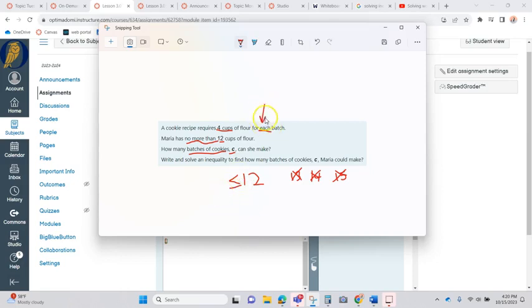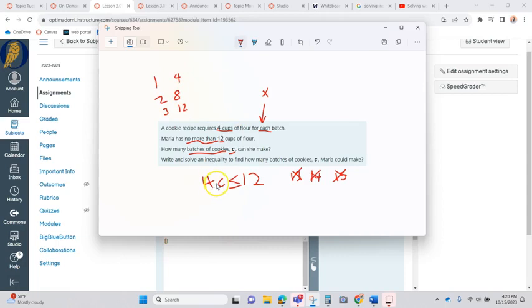Now, this word each, I think that's a word that means multiply. So for C, not for X, for C is what my answer is going to be, or is what that side of the inequality is going to be. Because one batch would be 4 cups, 2 batches would be 8 cups, 3 batches would be 12 cups. Okay, so it's multiplying.